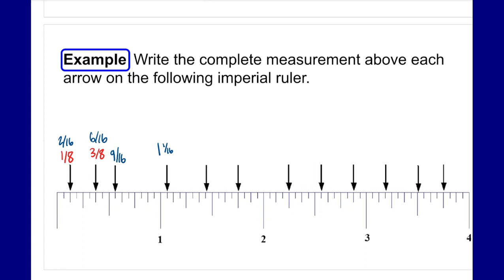The next one, again, we're beyond 1 inch. So we're going to start with a whole inch. We are dealing with the small line, so we have to count each individual one. So 1, 2, 3, 4, 5, 6, 7. So that's 1 inch and 7/16 of an inch.